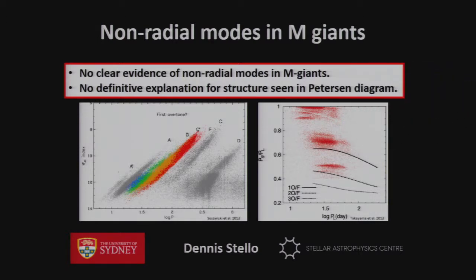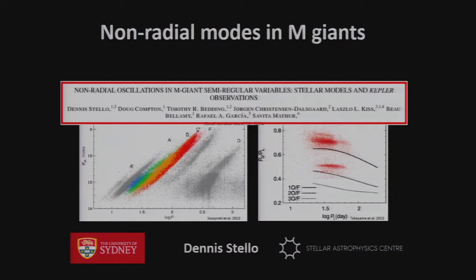So what I will be talking about today is a paper that aims exactly at doing that, by looking at the frequency pattern of non-radial modes in these stars, to see if we can explain what we see in particular in the Peterson diagram. It is a paper that came out, I think, about a month ago. So before I embark on that, I just thought I would put everyone on the same page so we know what kind of stars these are.